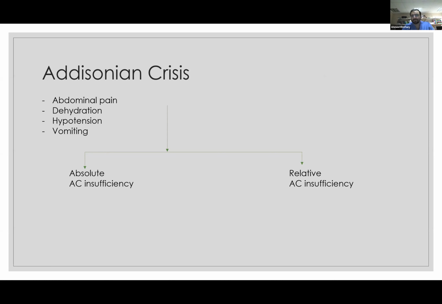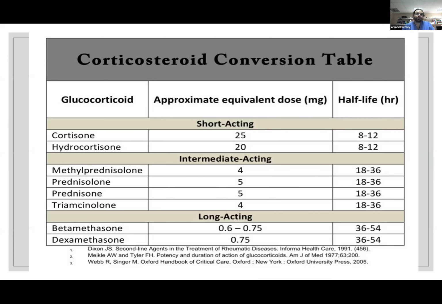But the relative is when we give them the medications they are on, but all of a sudden the body's needs have increased, like in stress, infection, patients in intensive care, or coming to surgery. Then we need to understand this very importantly. We have different types of corticosteroids: short acting, intermediate acting, and long acting. They are different in potency and duration of action.